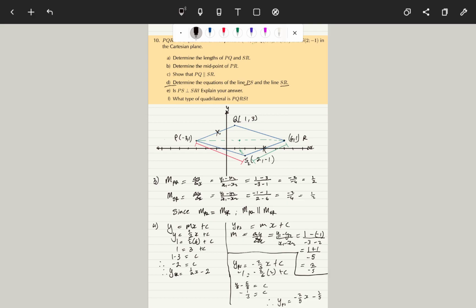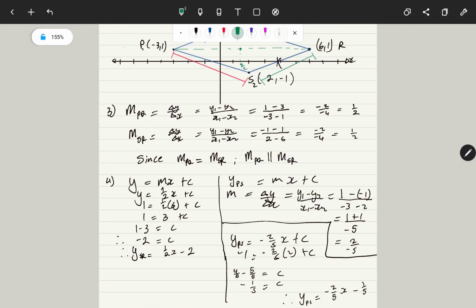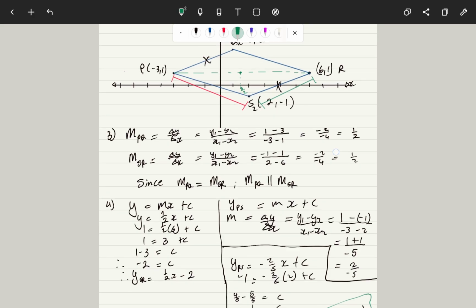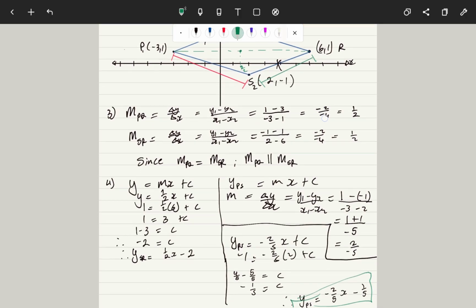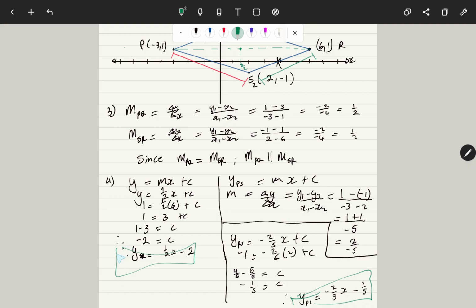Let's see. They ask, are PS and SR perpendicular? Explain your answer. So PS is this line, the one we just calculated the equation for. And yes, that's PS. And here's a line for SR. This is a kind of messy square, but yeah. When you look at these lines, you're going to see one thing which is true: these lines are not perpendicular, right?